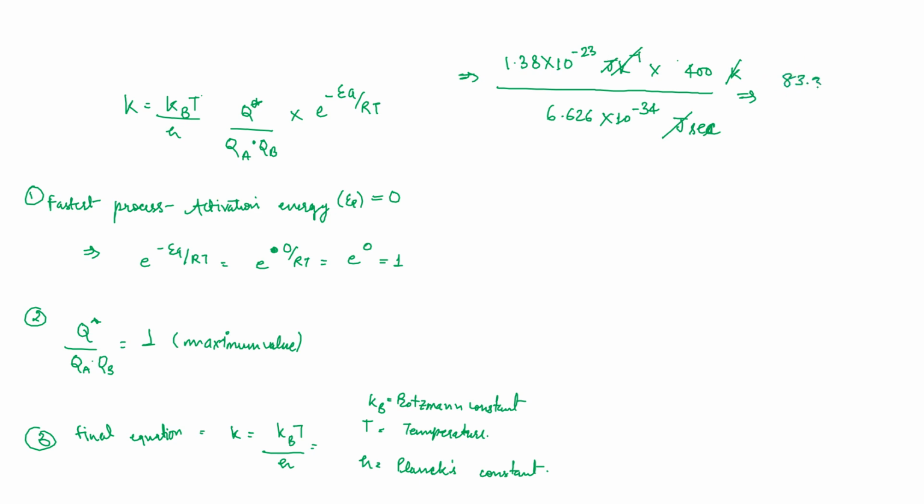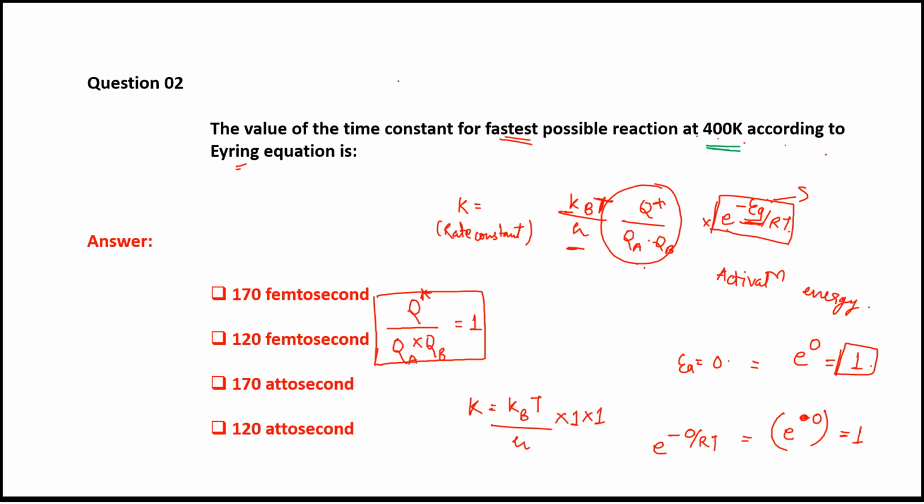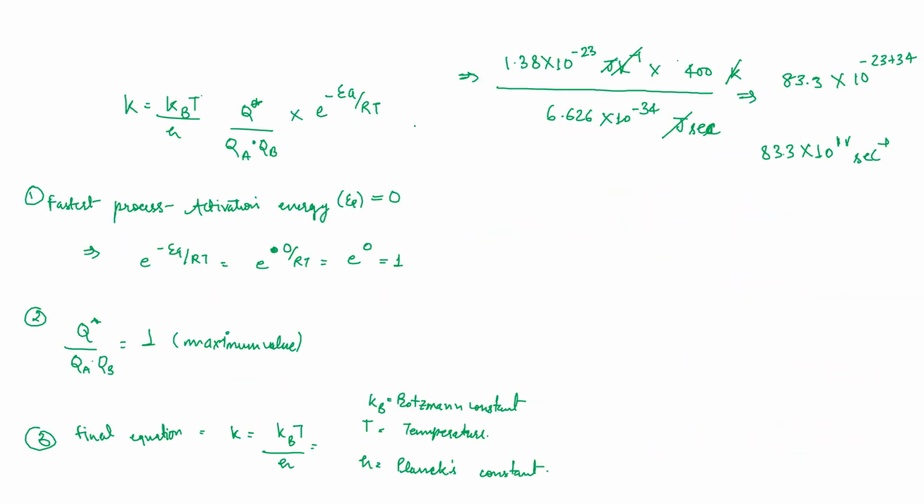So it comes to be 83.3 into 10 to the power minus 23 plus 34. Right? So what will be the answer? 83.3 into 10 to the power 34 minus 23, it comes to be 11. Okay. And what is the unit? Second inverse.